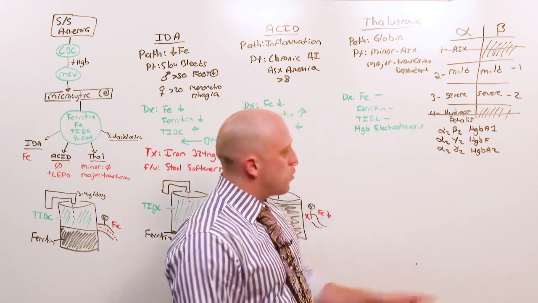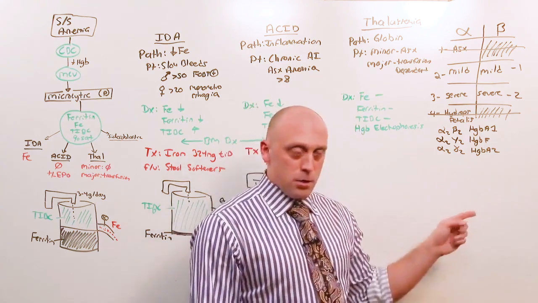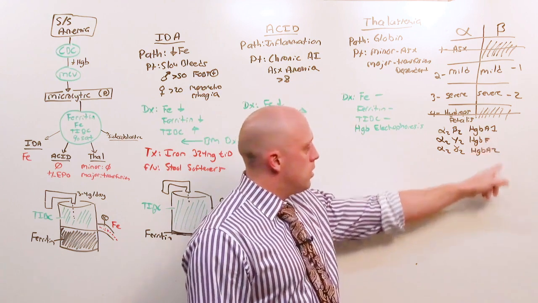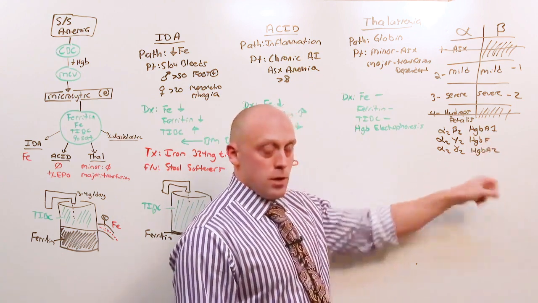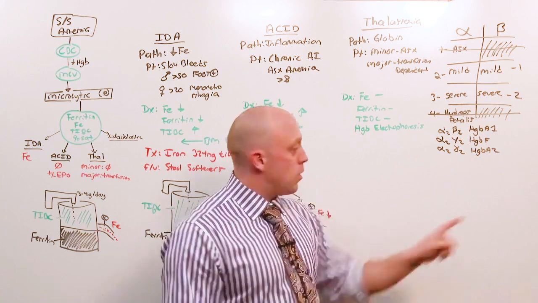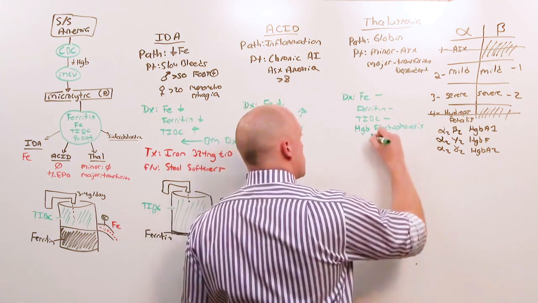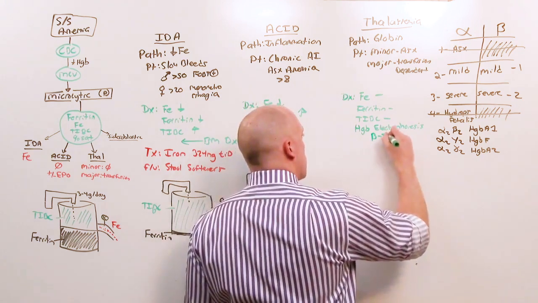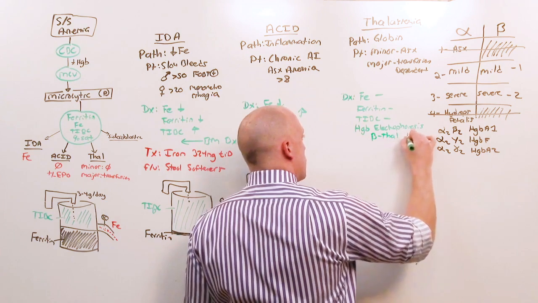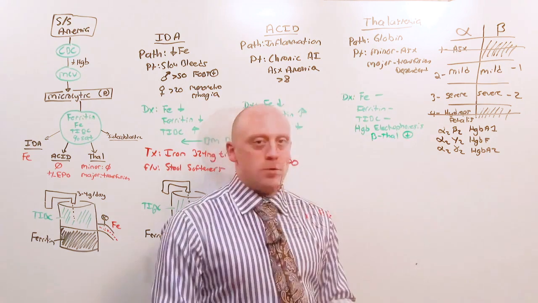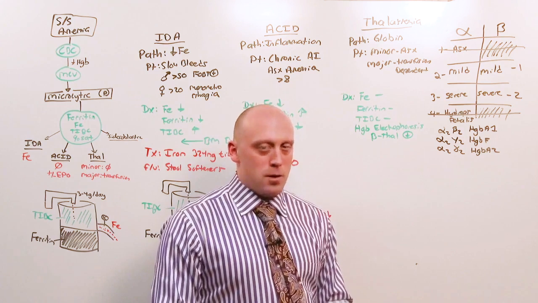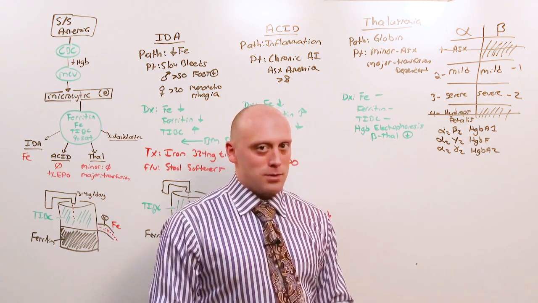So if you have a problem with beta, you'll see some other alphas. Thus, if you see some other alpha combos, you have beta thal. So hemoglobin electrophoresis can show you definitively beta thalassemia. If you don't have alpha, beta can't pair with anything else.